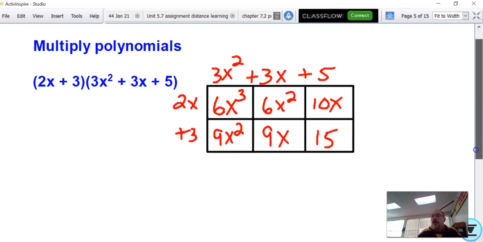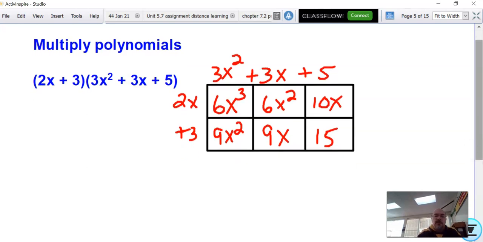Now, what I like about the box is it's real easy to see which ones are the like terms. These two are alike because they both have the x squared on it, and the 9x and the 10x are like terms. So when we write our answer, ladies and gentlemen, we need to write it in standard form. Remember, that means highest exponent to lowest exponent.